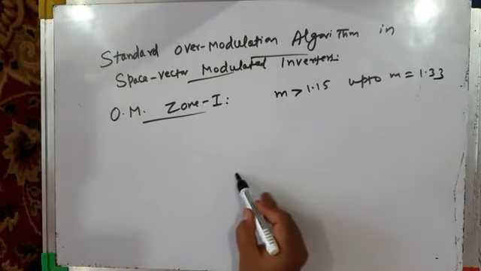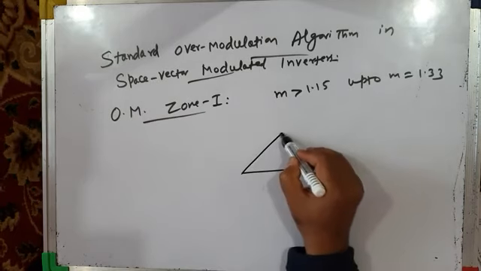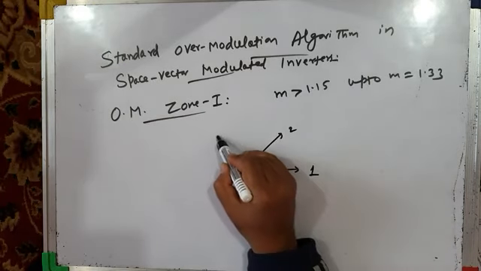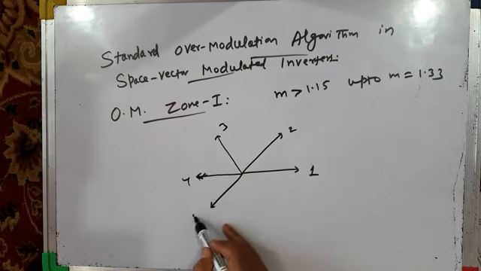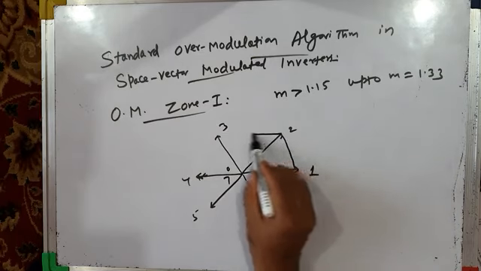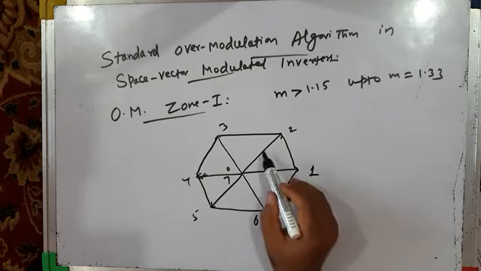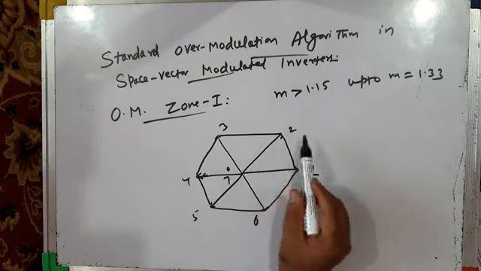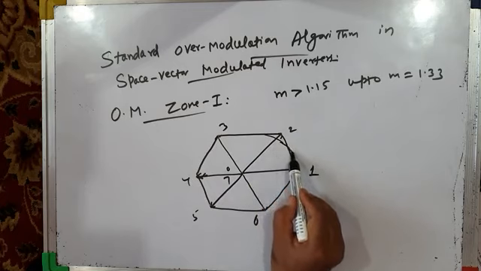So if you draw the space vector diagram again, this is active vector 1, vector 2, 3, 4, 5, and 6, and these are null vectors 0 and 7. This is your hexagon. Okay. If you see, the circular trajectory may be something like this.